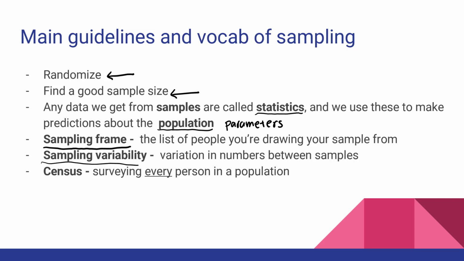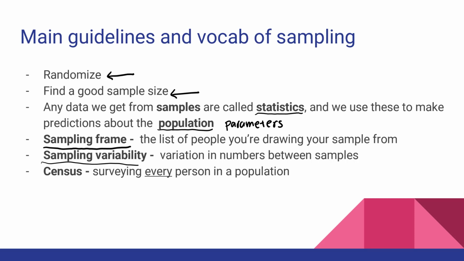Next, we have our sampling variability. So this is the variation between samples that you're getting. So if I ask 50 people how many times they go out for Starbucks every week, and I get 2.3, and then I go and ask another 50 people, and this time I get 3.1, then that shows sample to sample variation or sampling variability.